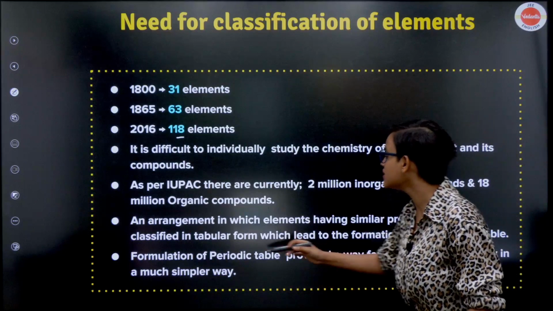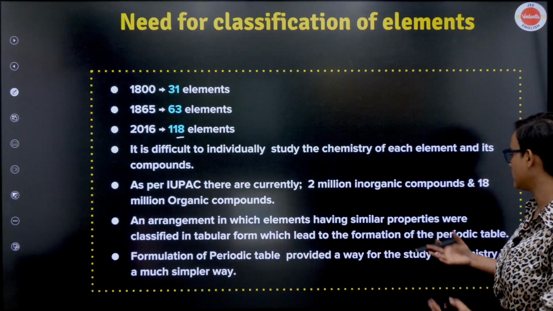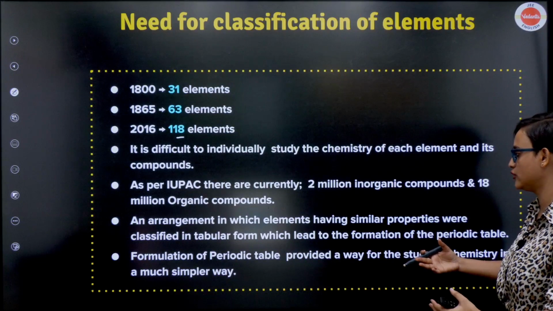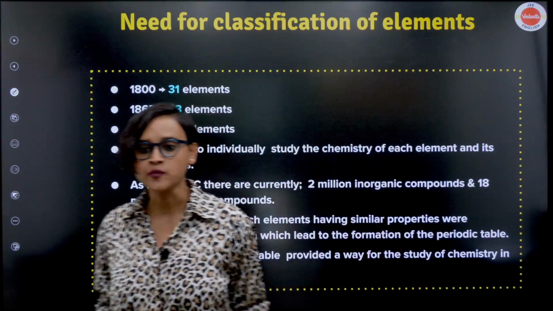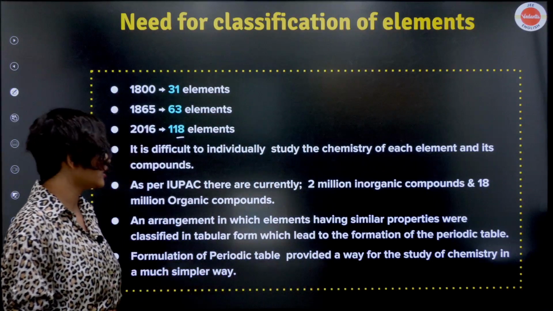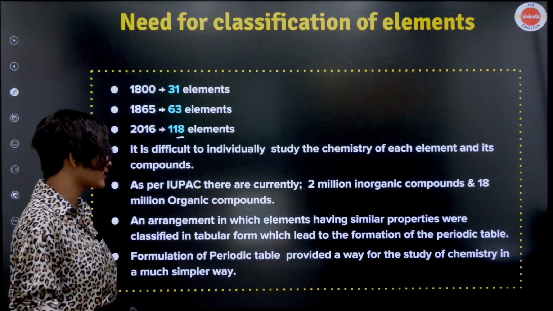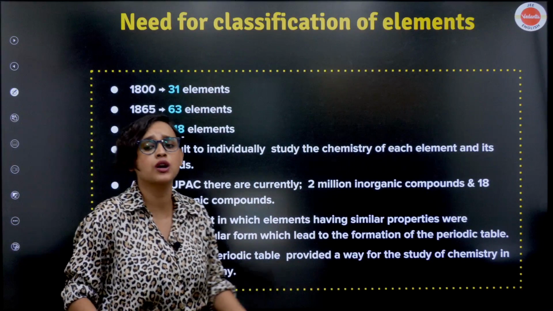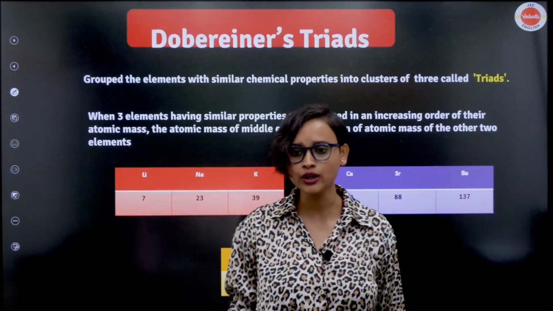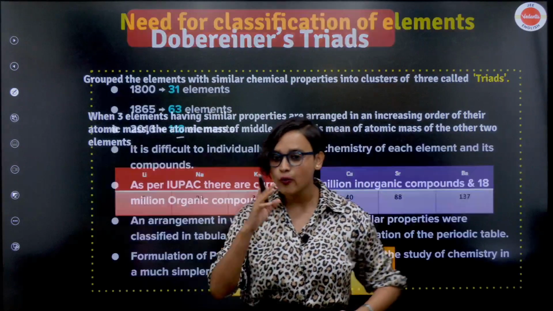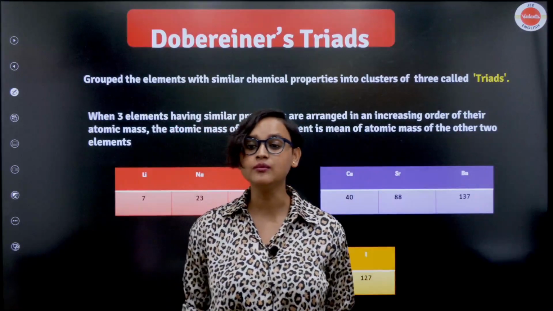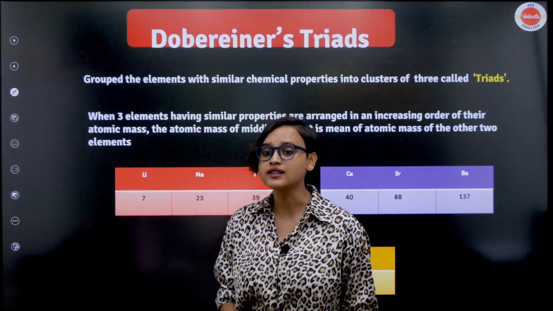Anyway, an arrangement in which elements having similar properties were classified in tabular form, which led to the formation of the periodic table, is what we are going to talk about. The formulation of the periodic table provided a way to study chemistry in a much simpler way. First things first, it was when there were only 31 elements that Doberener's triads came.